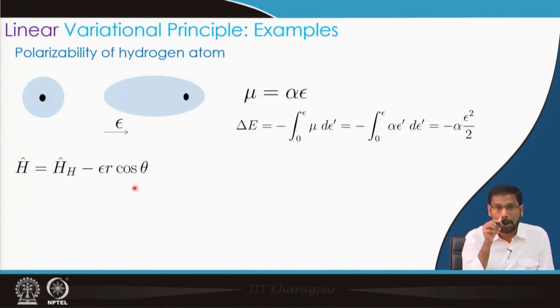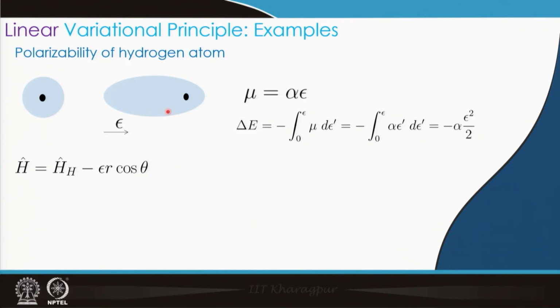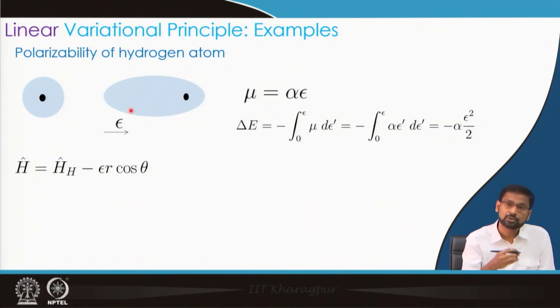Let us look at what trial wave function I can take. When you look at this hydrogen atom, you clearly see that the electron density distribution is no longer spherically symmetric, rather it has got polarized along the z direction. Now, to incorporate this into the system, what should I do? I would have to mix my 1s orbital, which is spherically symmetric, with some other orbital. Which other orbital can I choose?